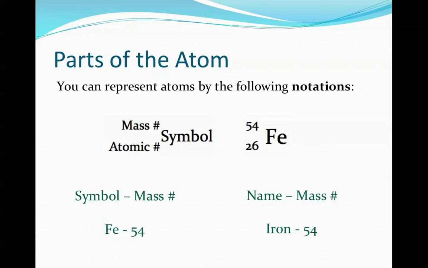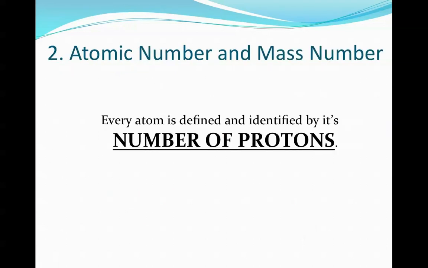Now, you can represent atoms by the following notations. I just like to point these out because you're going to start to see them throughout the next couple of concepts. We can generally show our symbol with the mass number in the upper left-hand corner and then the atomic number below it. Most of the time we don't even bother to show the atomic number just because we can always find that on the periodic table. We can also do the symbol dash the atomic mass or the element's name dash the atomic mass. Again, these numbers are always going to be representing the mass number, because by using the symbol we can look up the atomic number, which we're going to talk about in just a second.